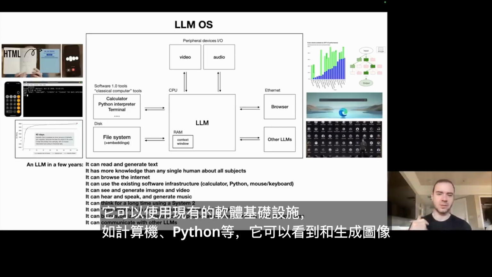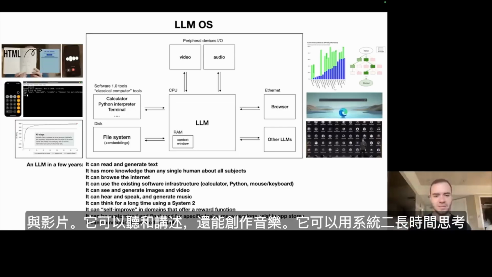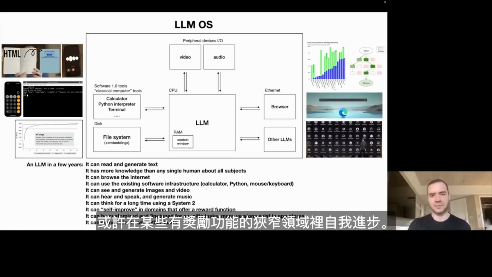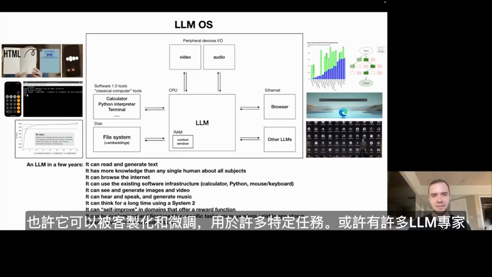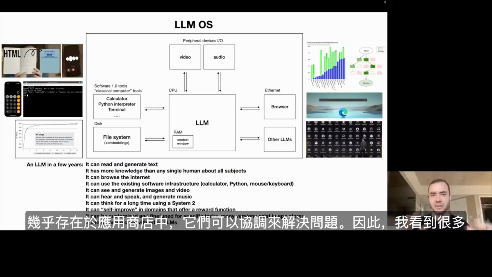It can see and generate images and videos. It can hear and speak and generate music. It can think for a long time using the system too. It can maybe self-improve in some narrow domains that have a reward function available. Maybe it can be customized and fine-tuned to many specific tasks. So maybe there's lots of LLM experts almost living in an app store that can sort of coordinate for problem solving.